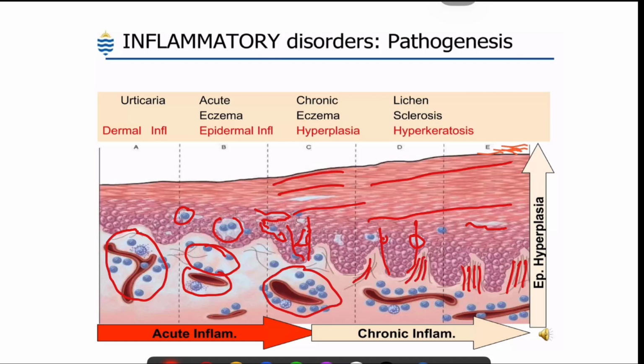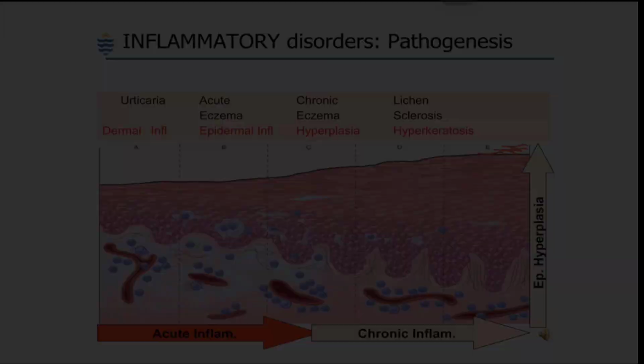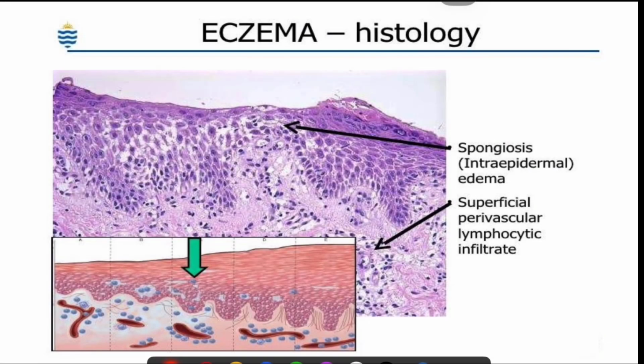the papillary dermis. So this is urticaria to acute eczema to chronic eczema to lichen sclerosis. So from acute to chronic inflammation, epithelial hyperplasia is increasing. So by histology or microscopically, this is how you can identify it in the HE section.